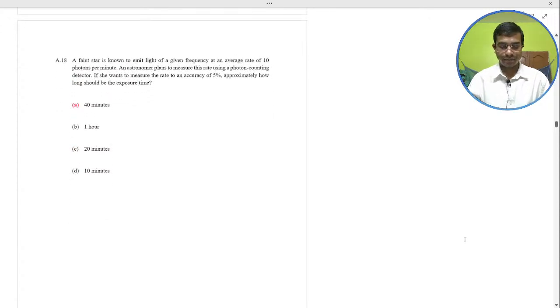Question number 18. A faint star is known to emit light of a given frequency at an average rate of 10 photons per minute. An astronomer plans to measure this rate using a photon counting detector. If she wants to measure the rate to an accuracy of 5%, approximately how long should the exposure time be? Simple. Assuming the incoming photons follow the Gaussian distribution.